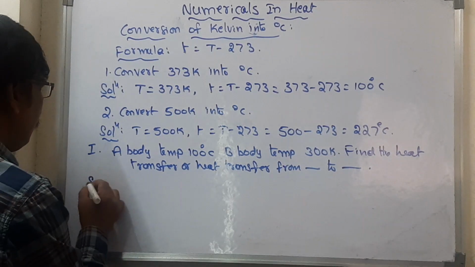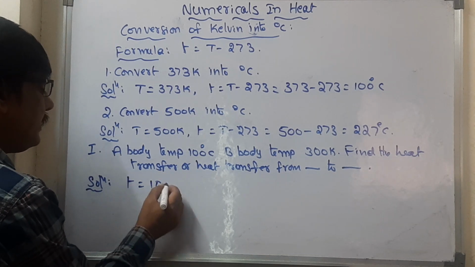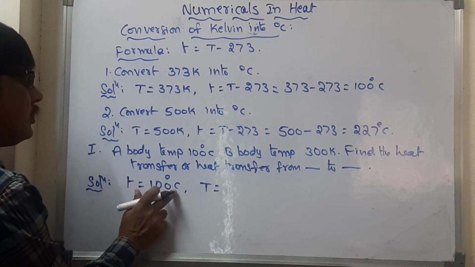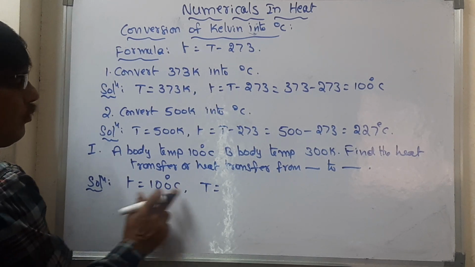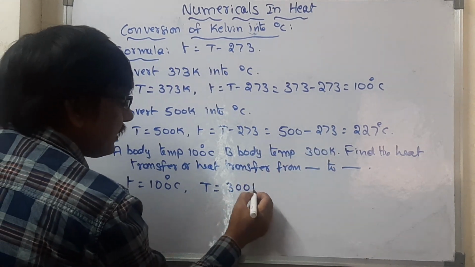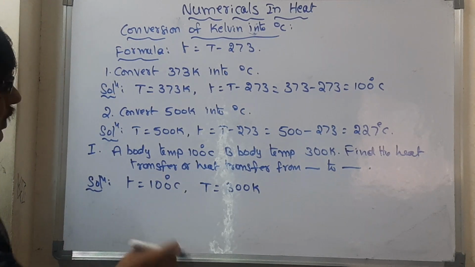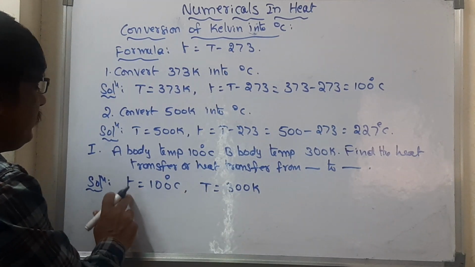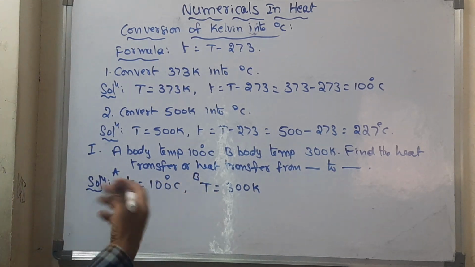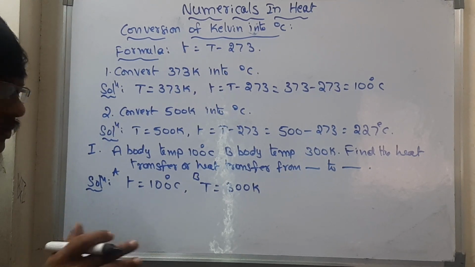For example, suppose we take small t is equal to 100 degrees Celsius and capital T is equal to 300 K. Why am I calling this small t? Because degrees Celsius is measured in small t. Why are we calling this capital T? Because this is Kelvin, expressed in capital T. Now if you see only the numerical value without the units, B will seem more. This is A body temperature, this is B body temperature. We tend to have a wrong assumption that the heat will transfer from B to A. No, then what you have to do?